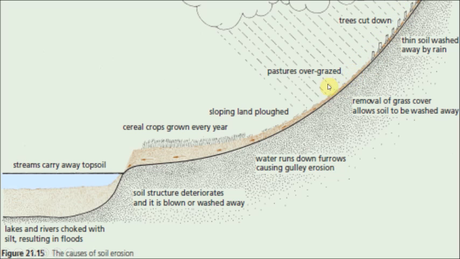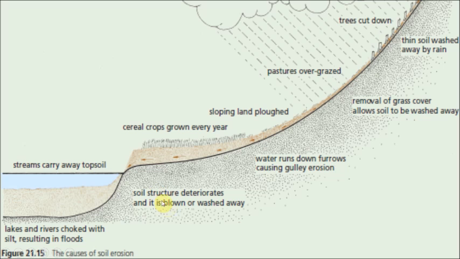Also here, where animals have been grazing and overgrazing on land, the grass has gone, and that grass cover not being there will allow more soil to travel down and be eroded. This sloping land that's been ploughed obviously brings loose soil to the top, which is then pushed further down and washed further down, and eventually ends up in the water here.